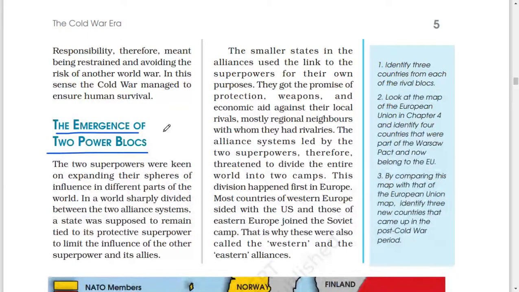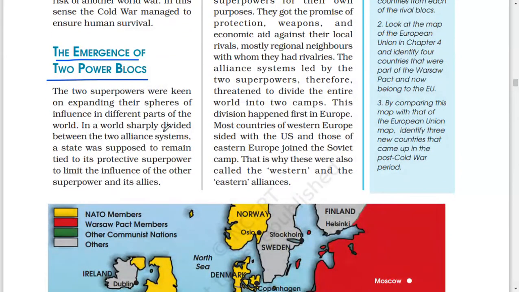These divisions happened first in Europe. Most countries of Western Europe sided with the US, and those of Eastern Europe joined the Soviet camp. That is why these were also called the Western and the Eastern alliances.